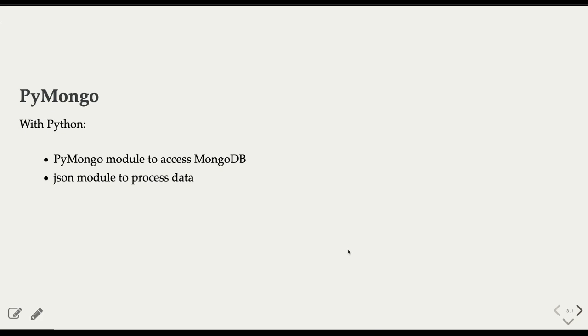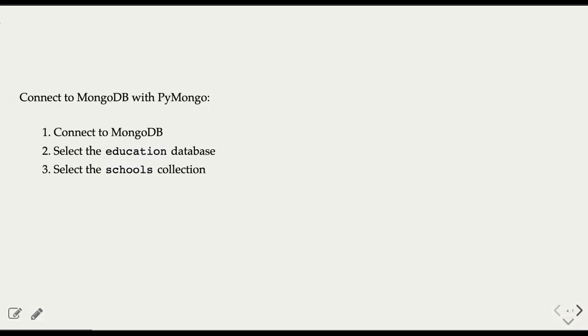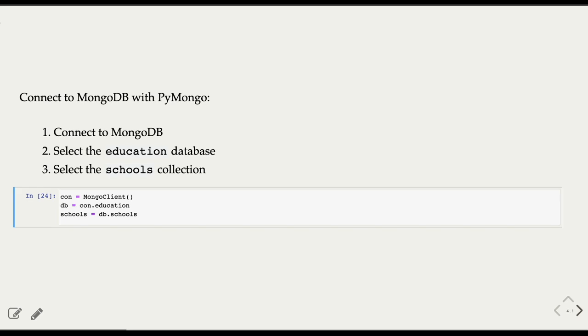To deal with MongoDB, we need to use the PyMongo module. Also, to be able to access JSON data, we need a JSON module. So that's import JSON and PyMongo. Now first, we need to connect to MongoDB. For now, we are going to connect locally to the local MongoDB server on the same computer, and then switch to a database such as education. Supposedly in the education database, we are going to have a collection called schools. And that's what we are going to do here.